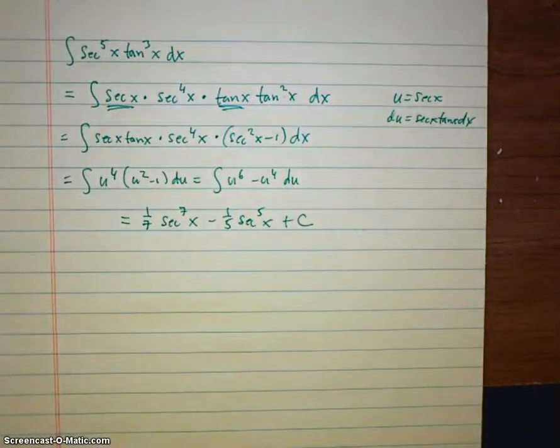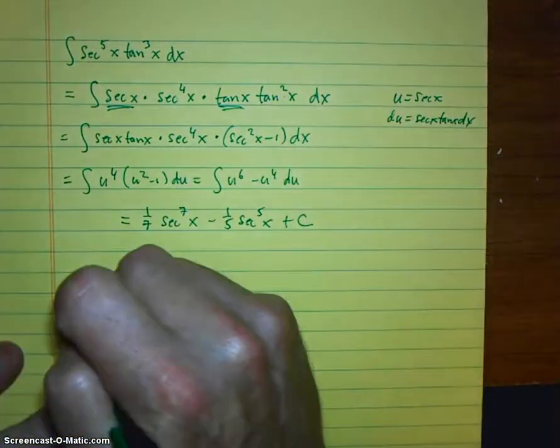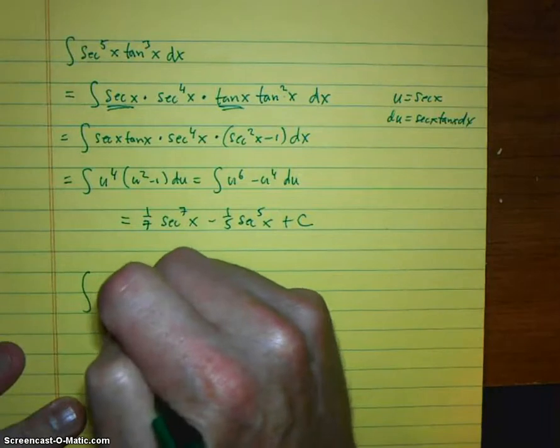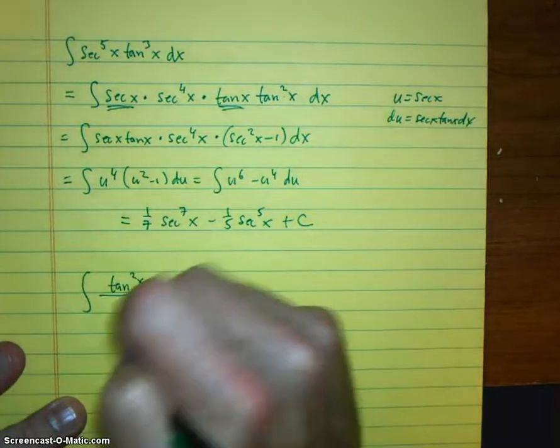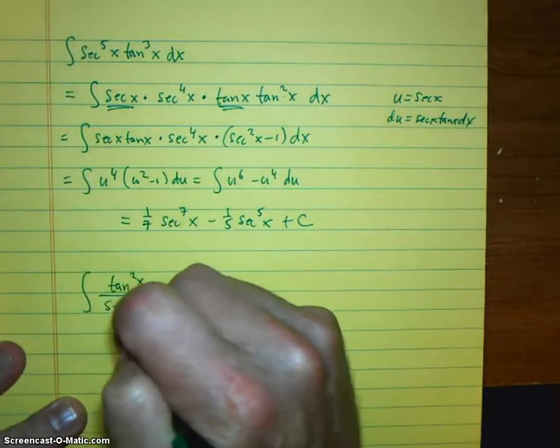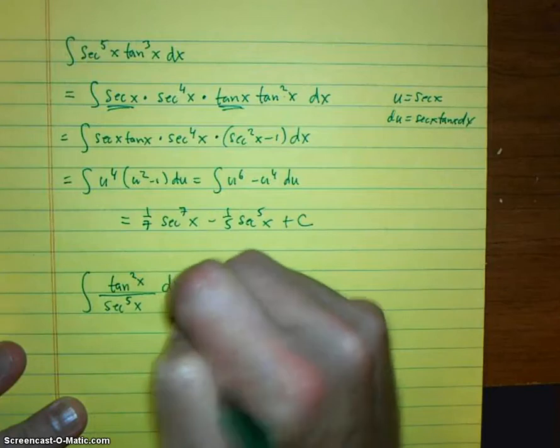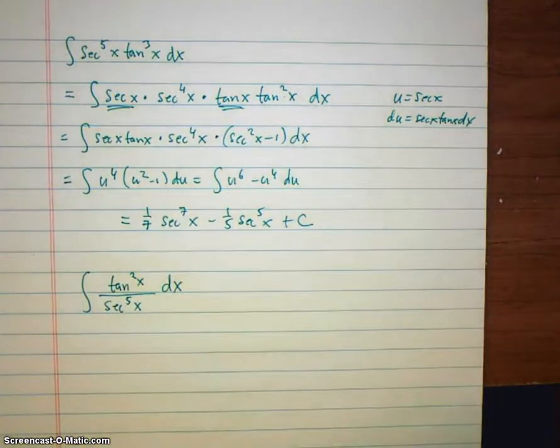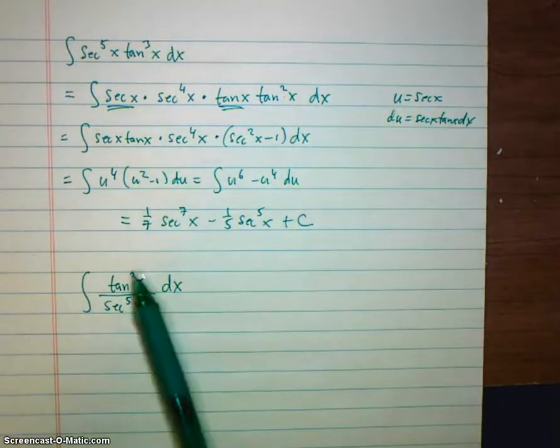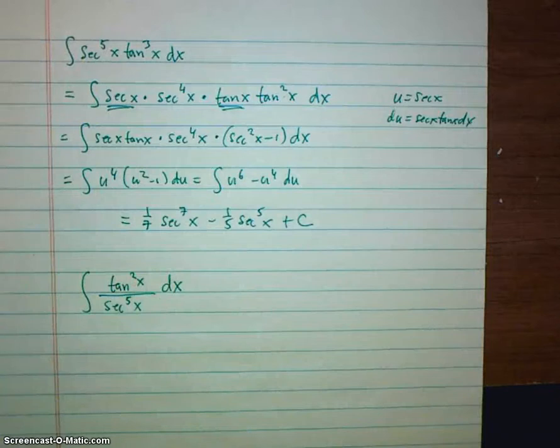Alright, so now one more problem. Let's try one where it's in group 3. How about integral of tangent squared x over secant to the fifth x dx. Alright, so you can see that tangent does not have an odd power. Secant does not have an even power. So it doesn't fit into either of those categories.